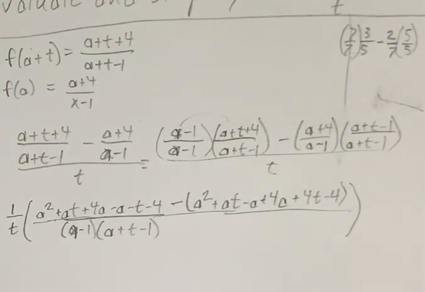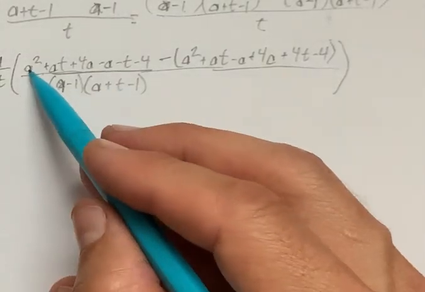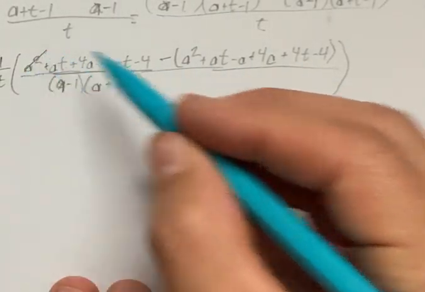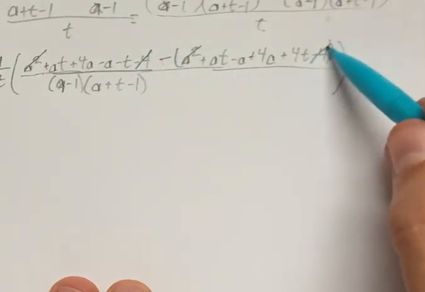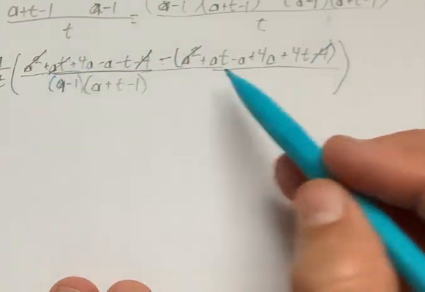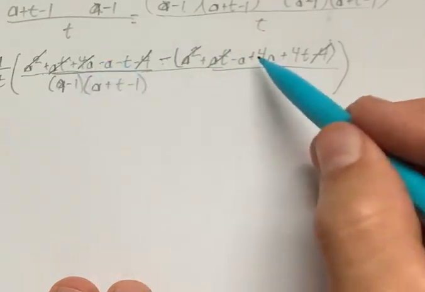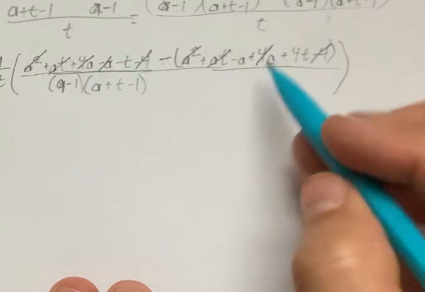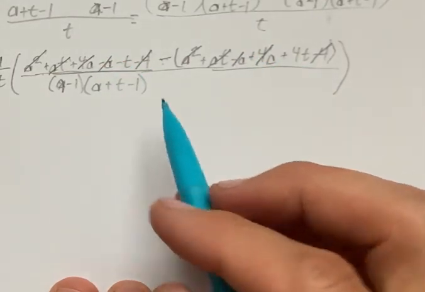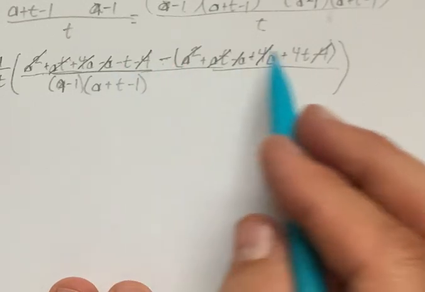Okay, so now the nice thing about these problems is usually tons of stuff cancels. So in the numerator, I have an a squared minus a squared. I have a minus 4 minus negative 4. Those cancel. Let's see, an at and a minus at. I have a 4a and I have a minus 4a. I have an a and I have a minus a. It seems like the only things that don't cancel are minus t and minus 4t.